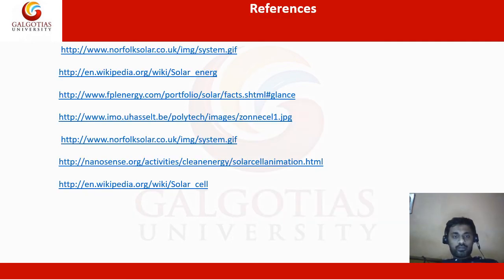So these are some of the references from where the material can be read in detail, and the references from where the images were taken are also properly cited.